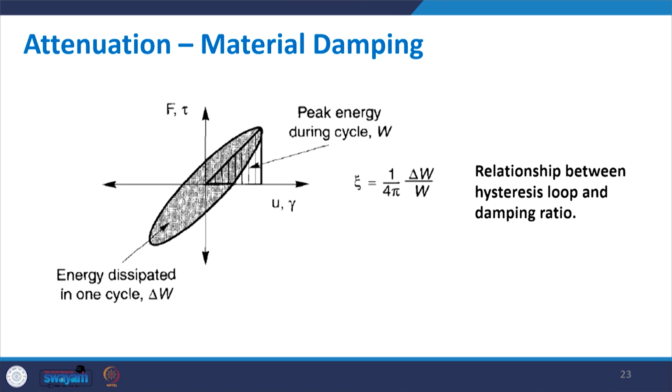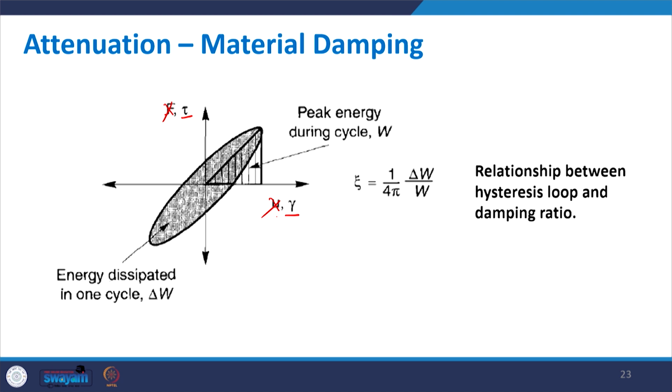Now if you draw the stress and strain relation, let us work on the stress-strain relation, that means tau and gamma. This is called the stress-strain loop. Either you will consider F or tau; both are not considered together. If you consider force, then we consider displacement. If we consider stress, then we consider strain. So let us consider a stress-strain loop. For the time being, for simplicity, we are not considering force-displacement. Right now we are considering the stress and strain relationship.